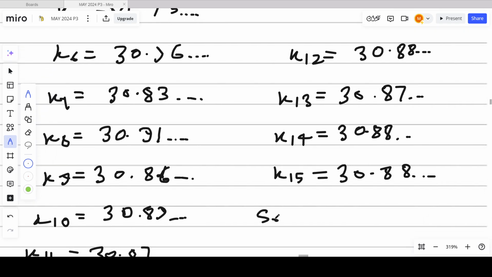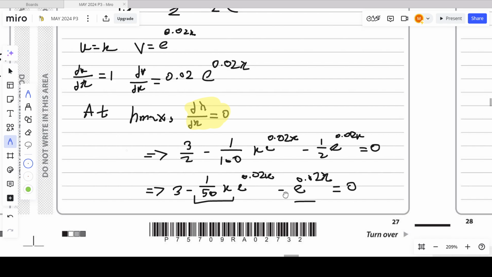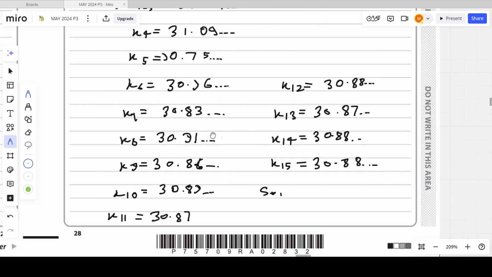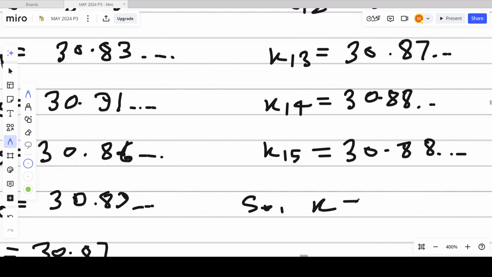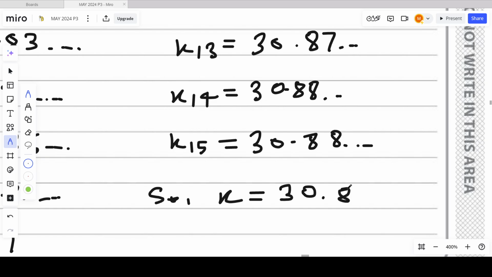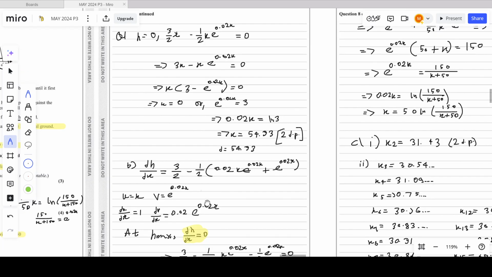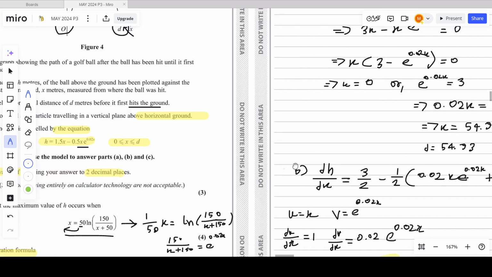So what can we write? The value for x, we got x equals to 30.88. It is up to 2 decimal places. Okay, it is up to 2 decimal places. And that's the end of question number 8 of the May 2024 P3 paper.